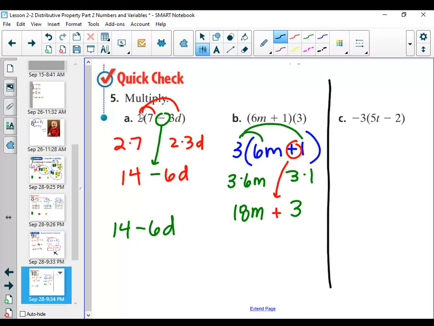Oh no. Have you ever read the book Chicka Chicka Boom Boom? Oh no. There is a subtraction and a negative in the same problem. This requires a lot of carefulness. Negative 3 times 5t. Put a tail on your t so you're not confused. Negative 3 times 2. Positive and a negative, negative. Negative and a positive, negative. Keep the subtraction.